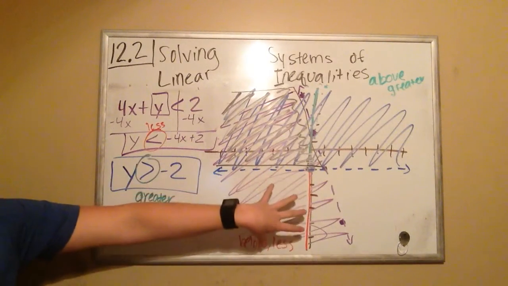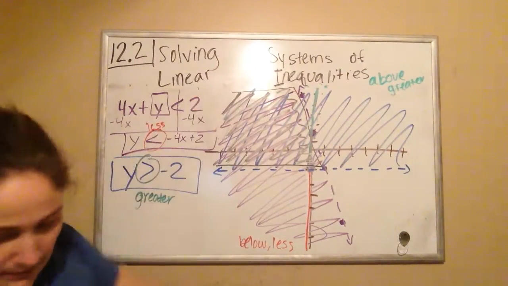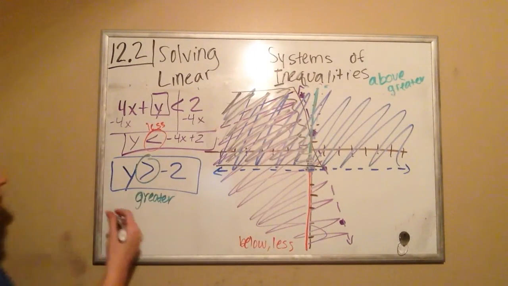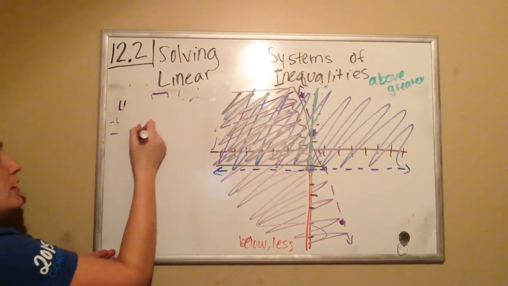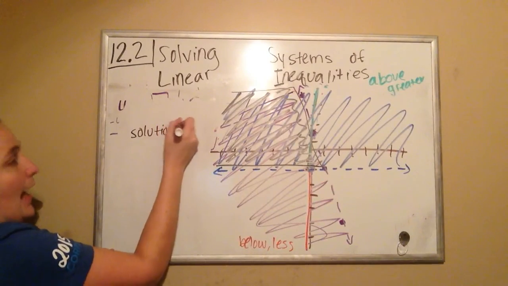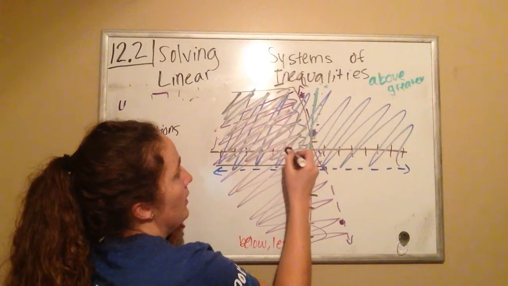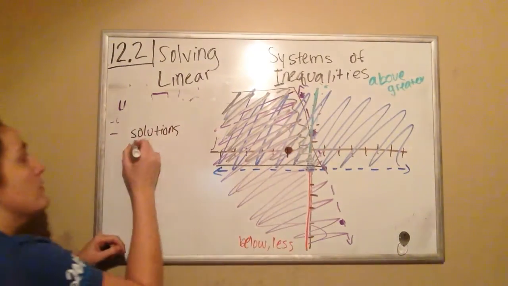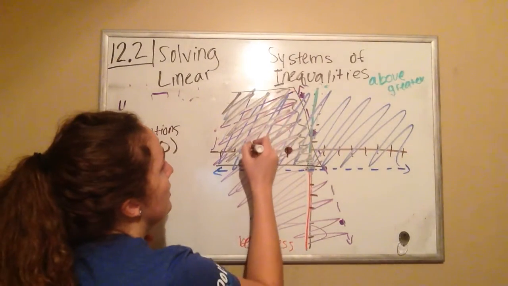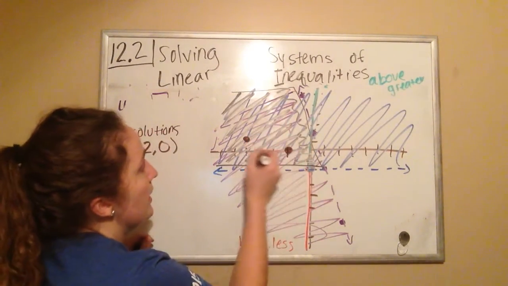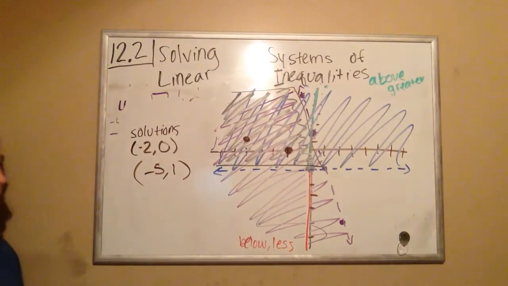Okay, not here because that's just purple. Not here because that's just blue. Has to be both of them. And when we do solutions and non-solutions, solutions have to be in here. So let me just pick a couple points. Pick this point right here. That is negative 2, 0. And if I pick another point, let's say here, that is negative 5, 1. Those are both solutions. They lie in this double shaded area.